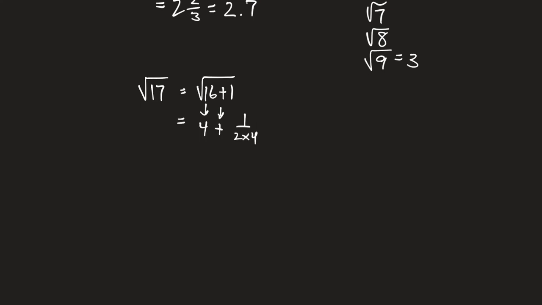And why is it 4? Because we take that and it goes under there, right there. So what we got is 4 plus 1 over 2 times 4, which is 8. So 4 plus 1/8 is 4 and 1/8. And I think that's about 4.12 or 4.1. So that would be the approximation. And that's all you got to know for this.